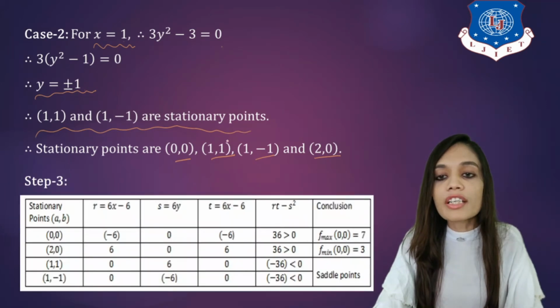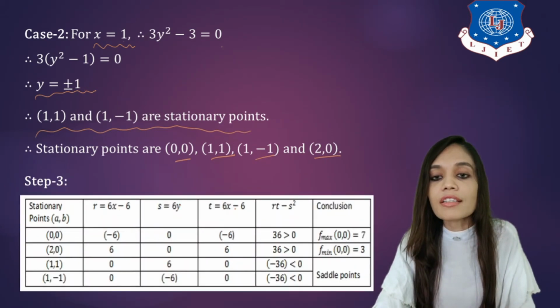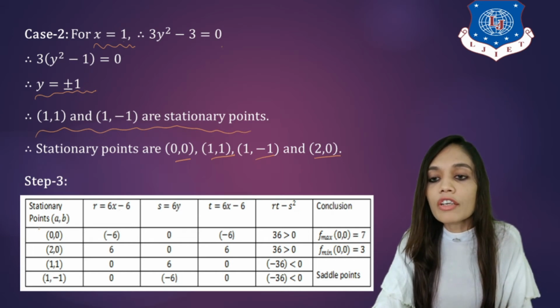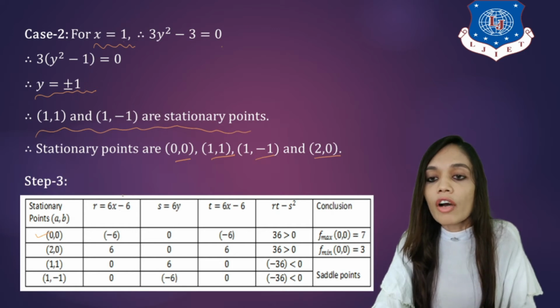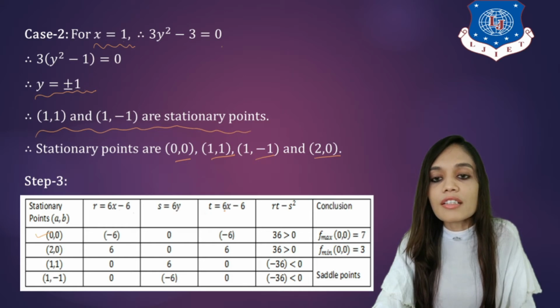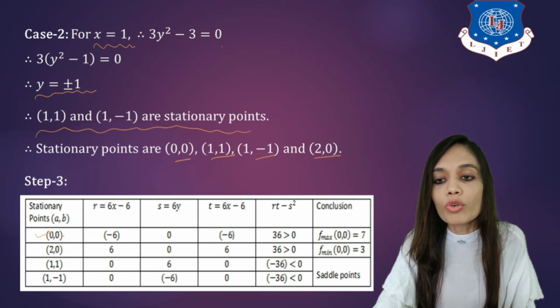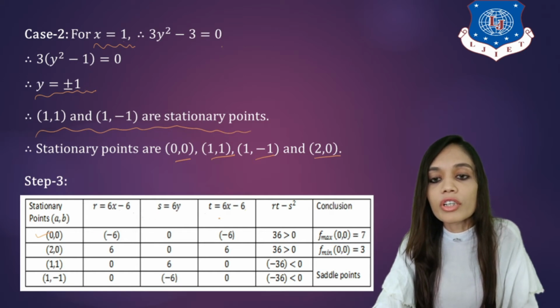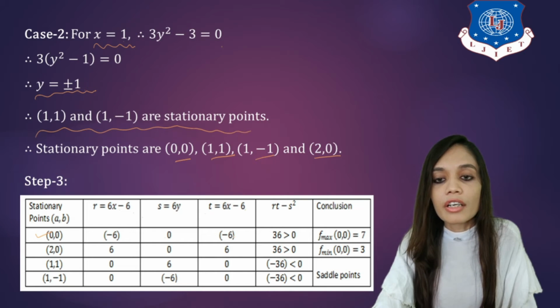Now let us put all these values in our r, s and t and then find rt minus s square. So firstly we will put the point 0, 0. Our r is 6x minus 6, s is 6y, t is 6x minus 6. So let us put 0, 0. So in place of x put 0 and in place of y put 0. So you will get answer minus 6. Here you will get answer 0. Here again you will get answer minus 6. Right? So your answer of rt minus s square will be equal to 36.